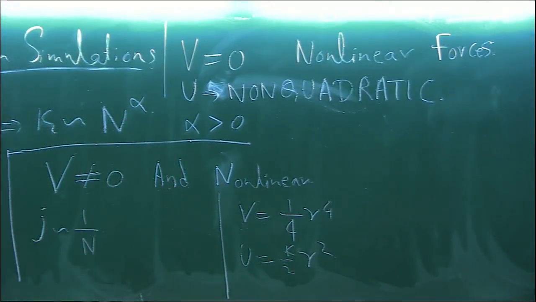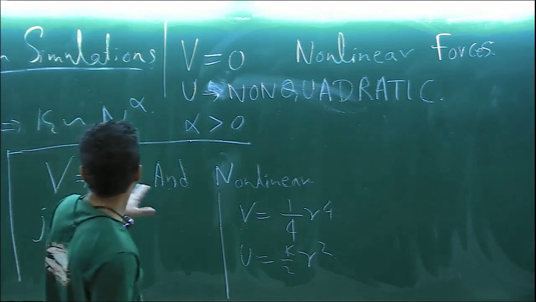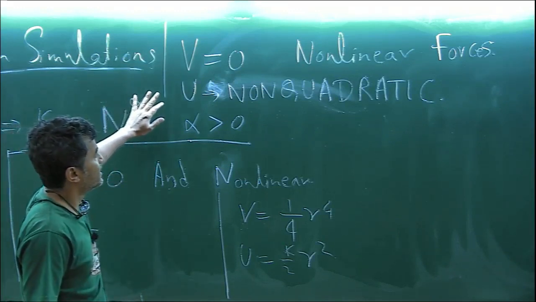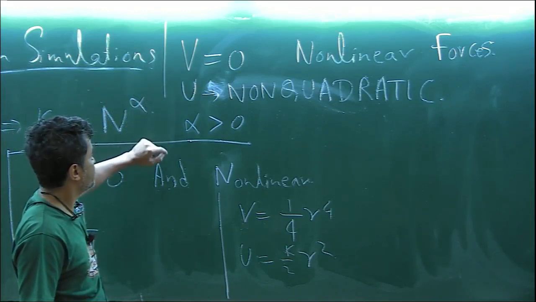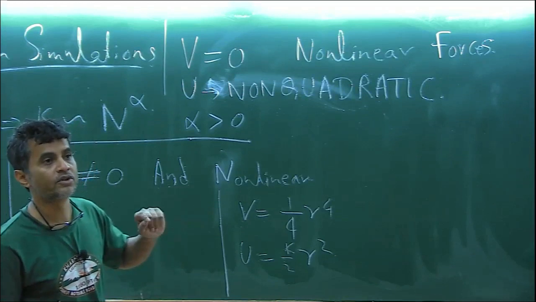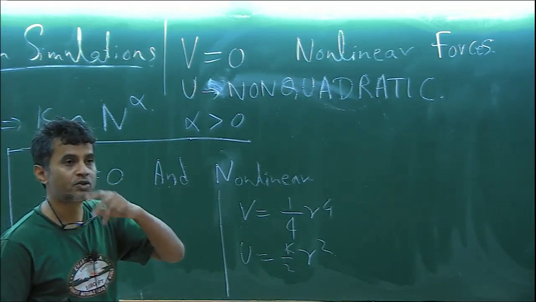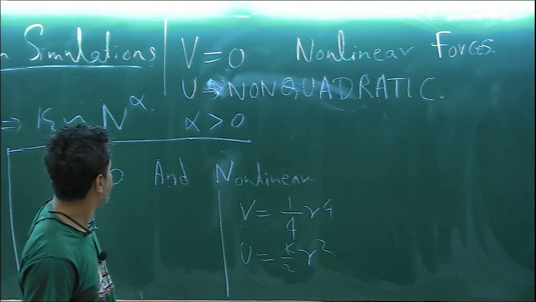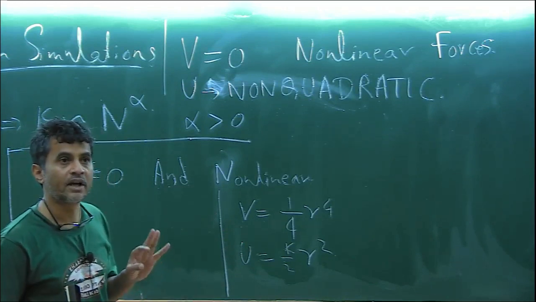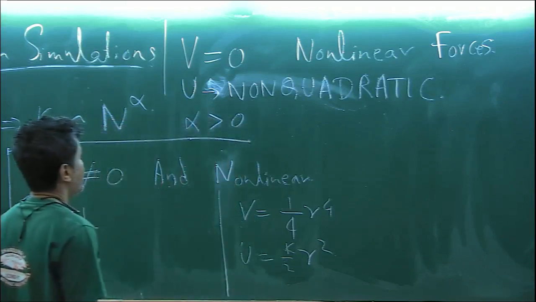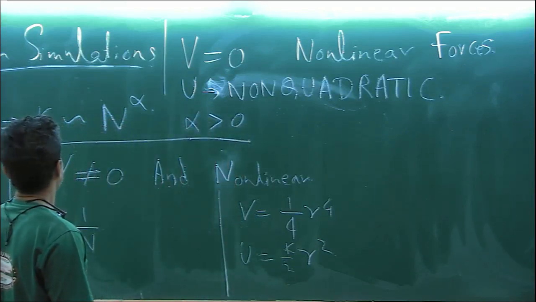Now, the big difference between this model and this model is basically that once you have pinning, then you don't have momentum conservation in the system. So total momentum is not conserved. So you have different conservation laws, and this makes a big difference.